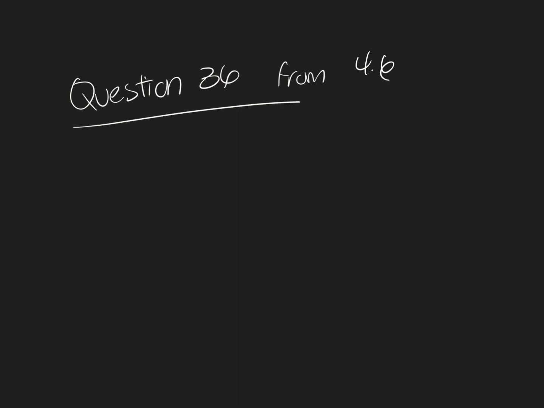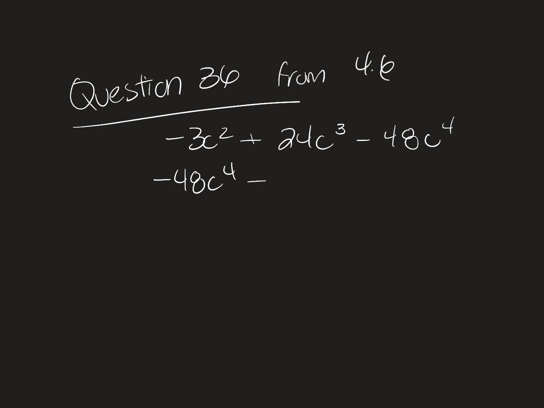So this question is from 36, and it looks like this: negative 3c squared plus 24c cubed minus 48c to the fourth. Okay, first thing I would do is write it in descending order. So c to the fourth, then c to the third, then c squared. I still see an actual c, but it's also negative here, so we're going to get rid of those things.